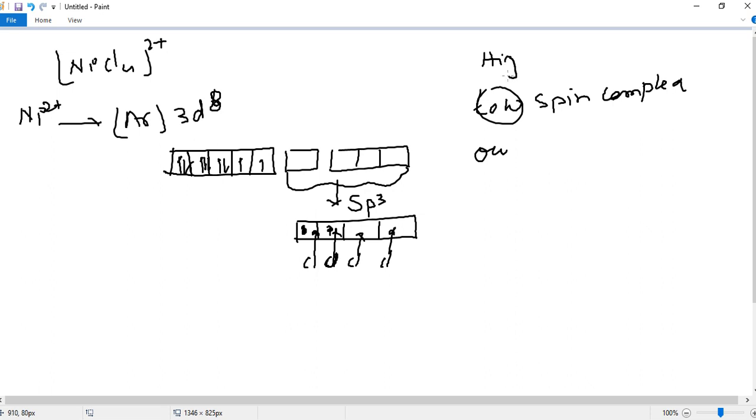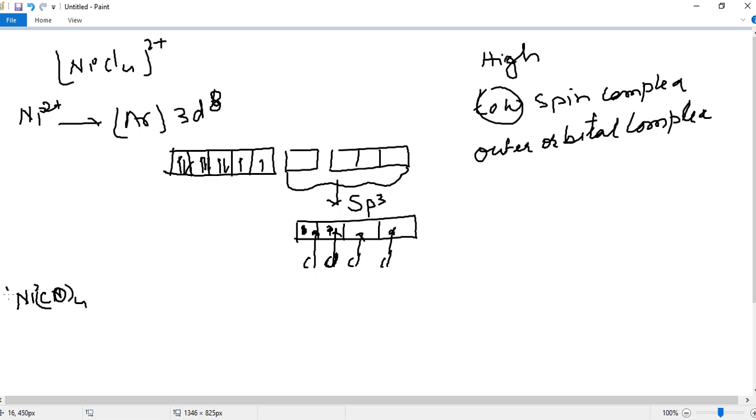and outer orbital, it is a high spin complex. एक ऐसा complex होगा high spin, because no pairing occurs in it, और outer orbital complex कहलाएगा. But let us take the complex NiCN or NiCO whole 4.